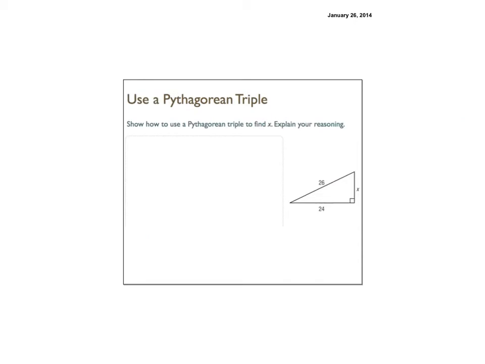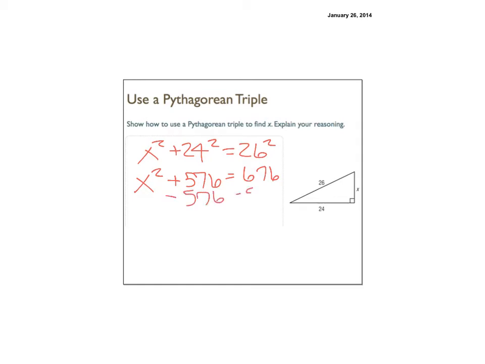All right, so let's just use the Pythagorean theorem to solve this problem. So we would have x squared plus 24 squared equals 26 squared. So again, we're left with x squared plus 576 equals 676. I'm going to subtract my 576 from both sides. That'll leave me with x squared equals 100.